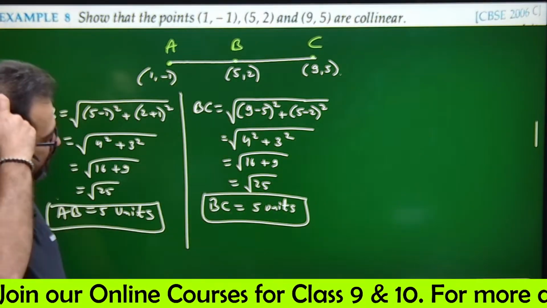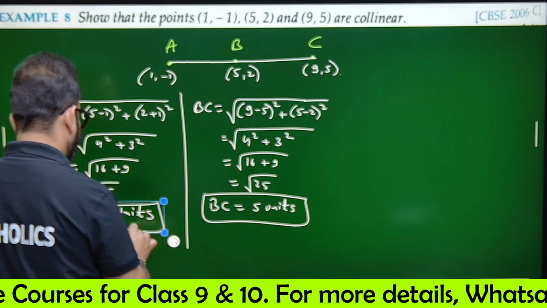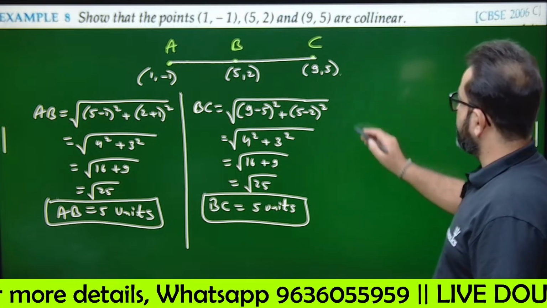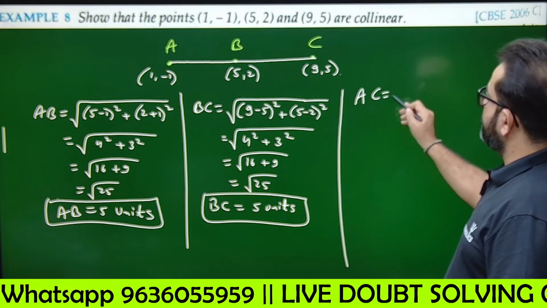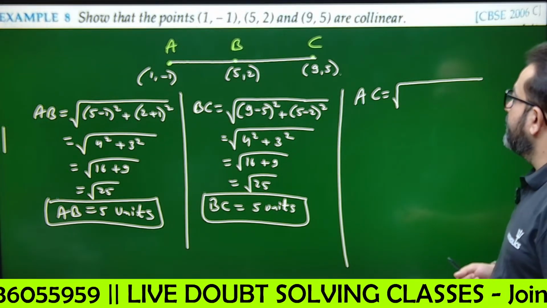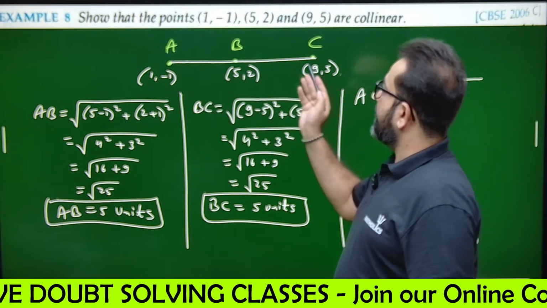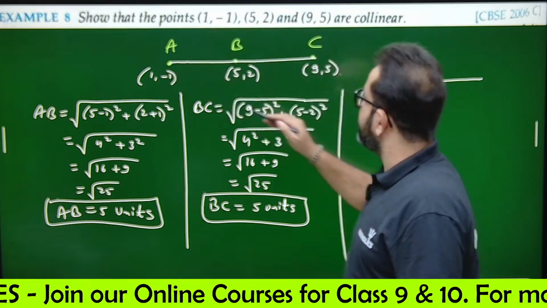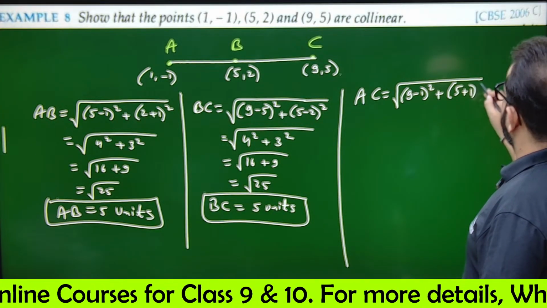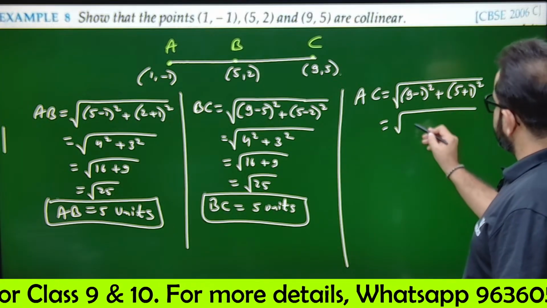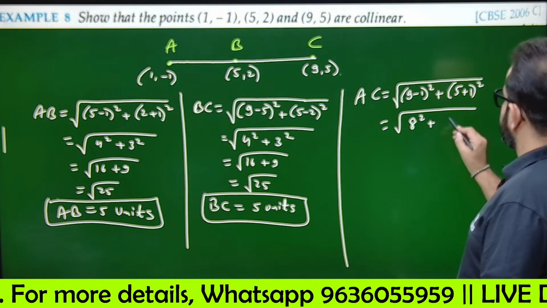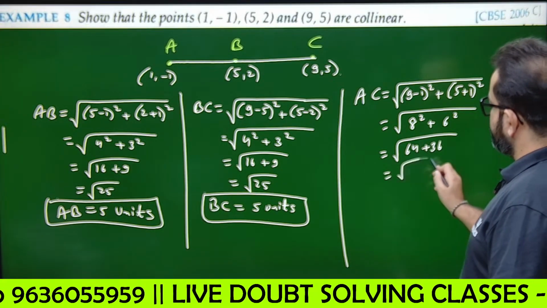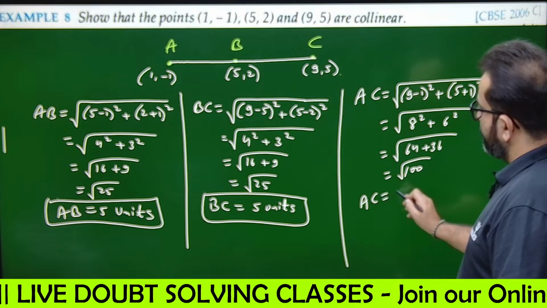Now what can we do? We'll find AC. AC will be equal to the square root of (9 minus 1) whole square plus (5 minus minus 1, which means 5 plus 1) whole square. So it is 9 minus 1 is 8 square, 5 plus 1 is 6 square. That means root of 64 plus 36, which equals 100. That means AC is equal to 10 units.